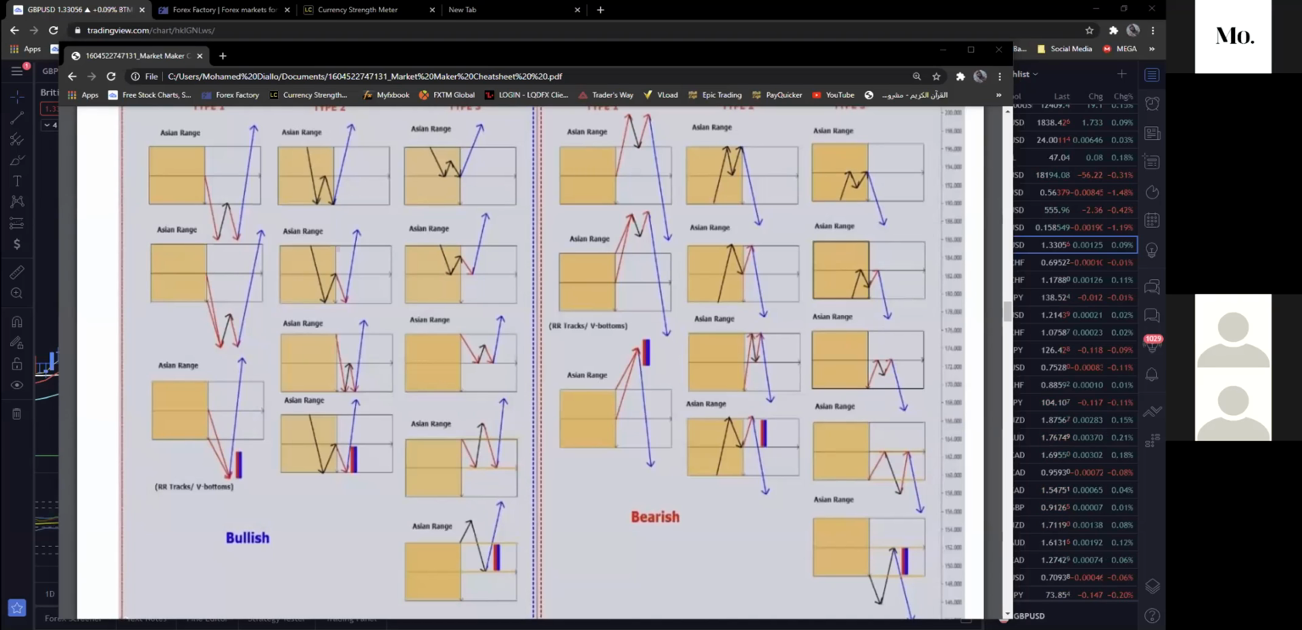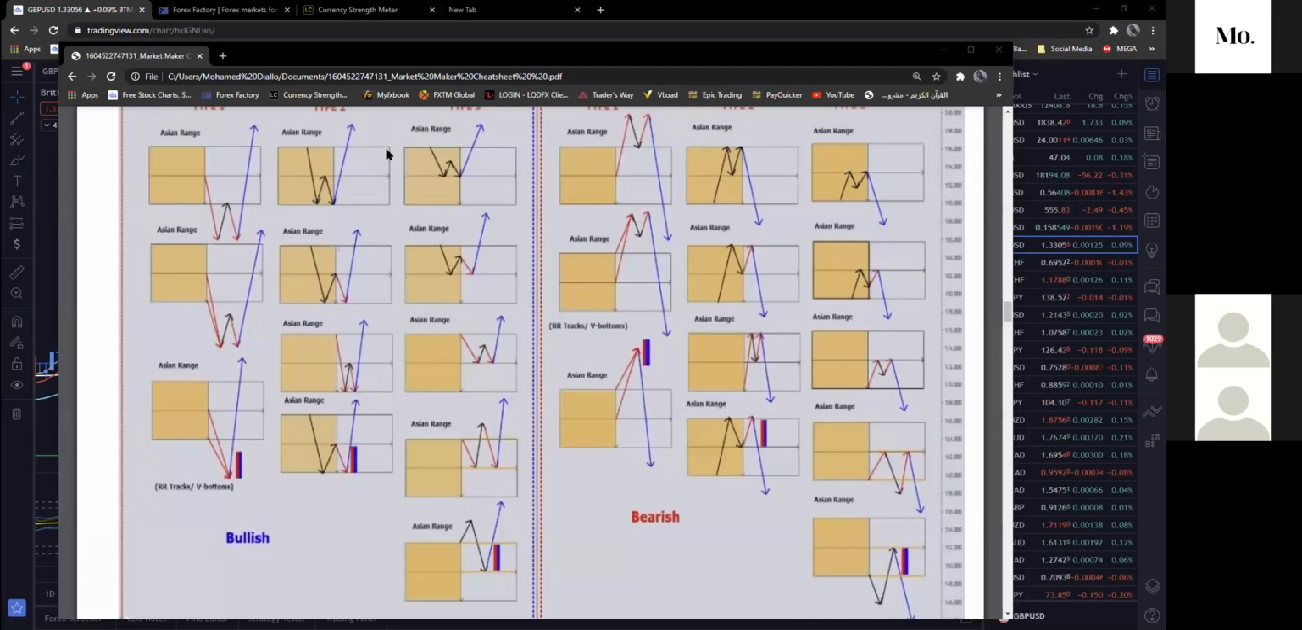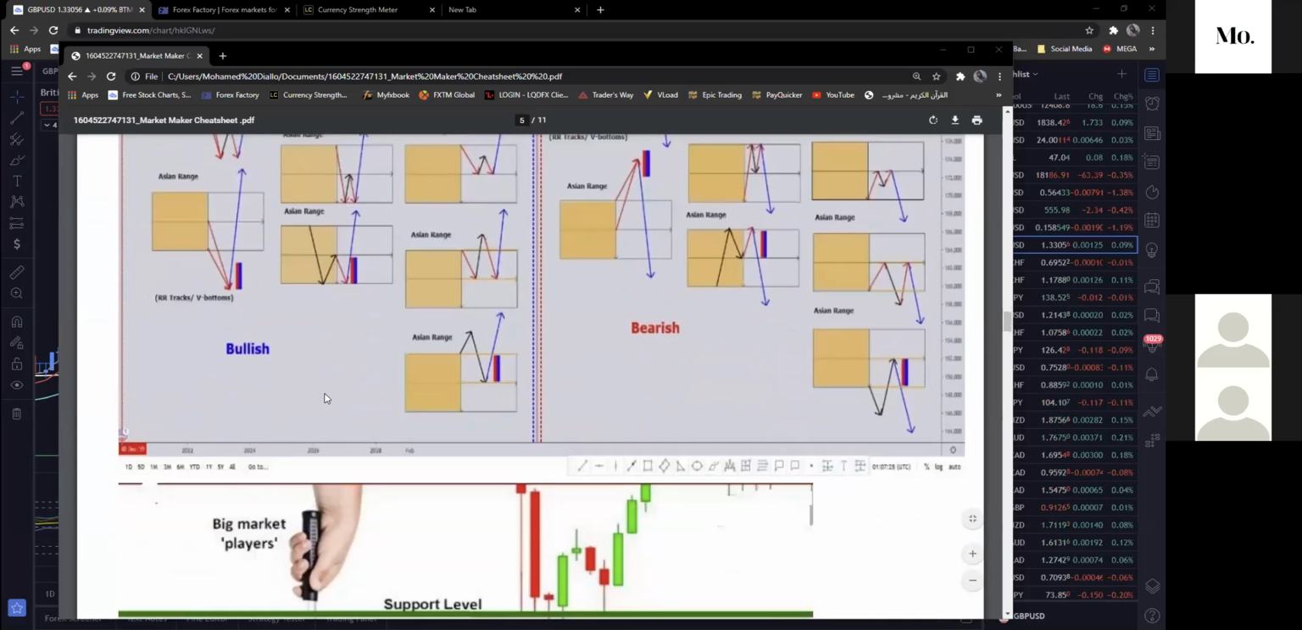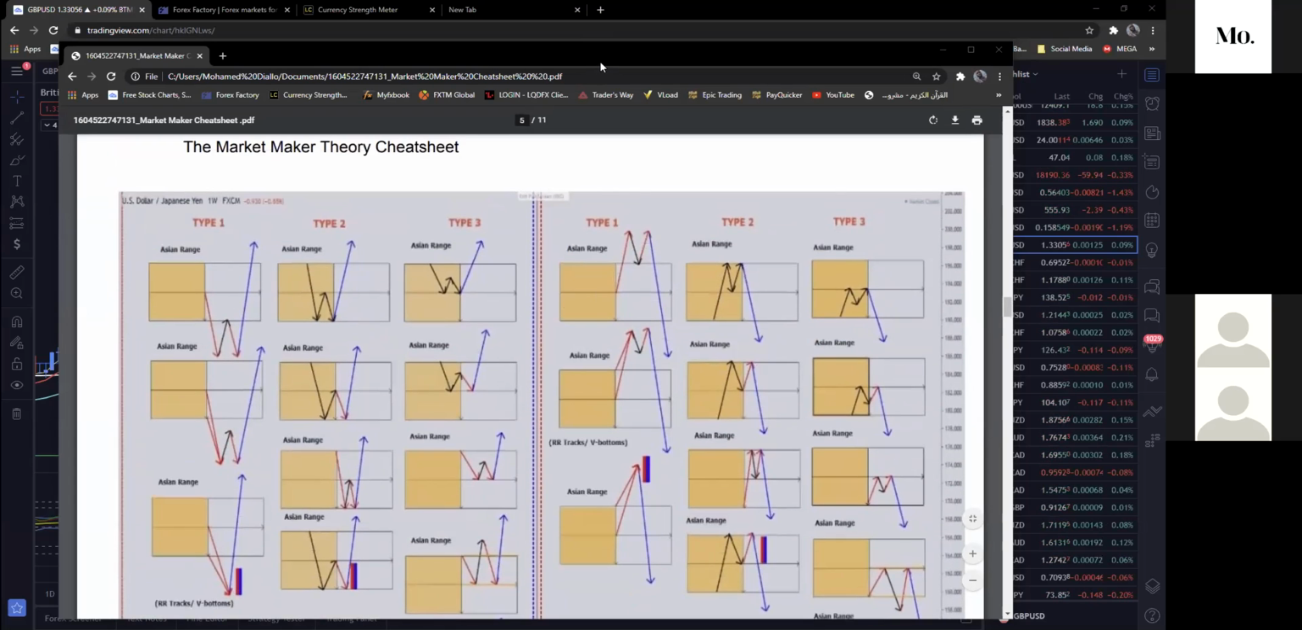All right, so anybody else got any questions? So you guys know your types: type one, type two, and type three. All right, cool. Well, then we're gonna go with that then.